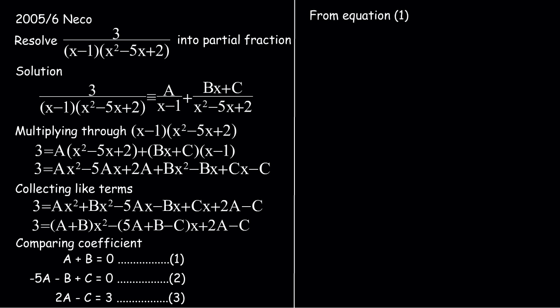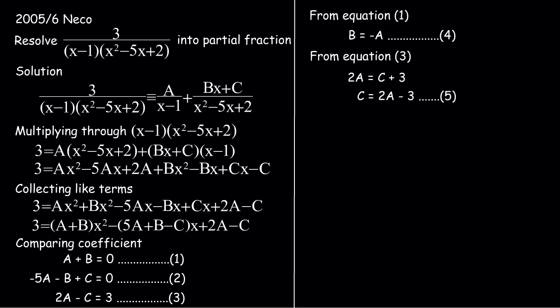Doing so, for equation 1, b will be equals to minus a. Let's call this our equation 4. And also from equation 3, 2a is equals to c plus 3 and c will be equals to 2a minus 3. Let's call this our equation 5.